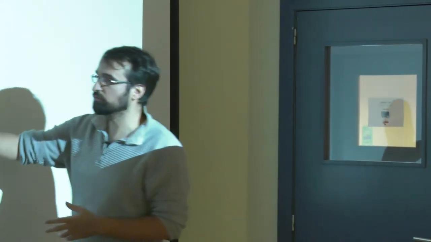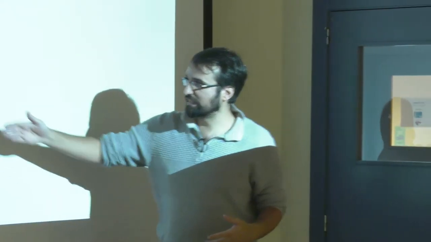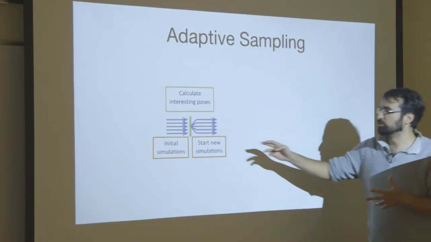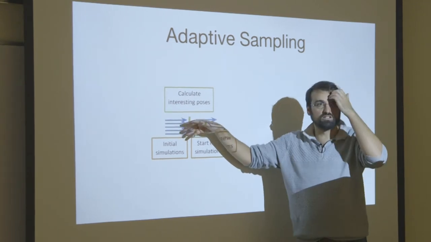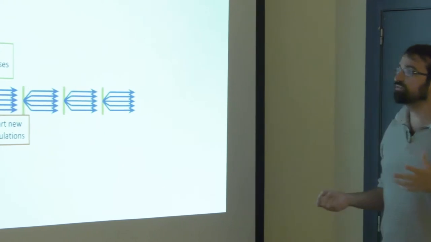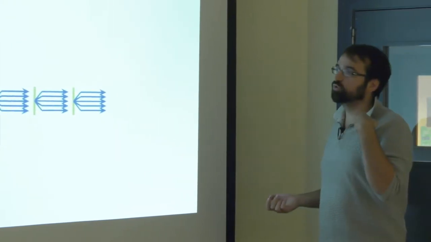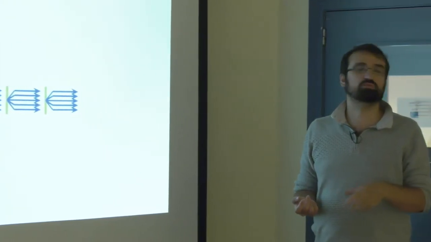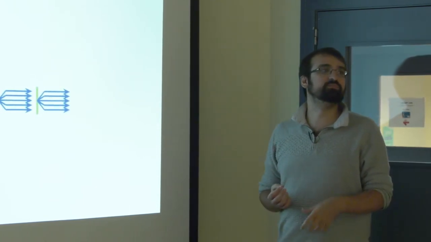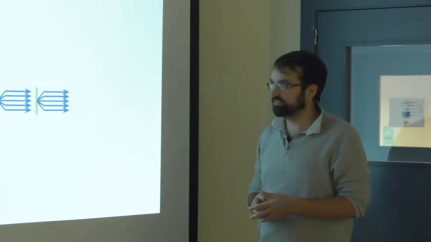So we have our initial simulations, then at a given point we calculate interesting poses by doing Markov state models, and then we start new simulations, but these new simulations already have knowledge, already have gained knowledge here, and so on and so forth. This allows us to get to results much faster, to get to the events that we're interested in, which are normally slow, much faster.